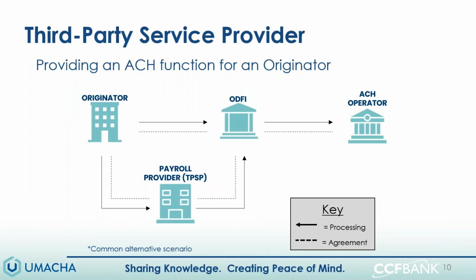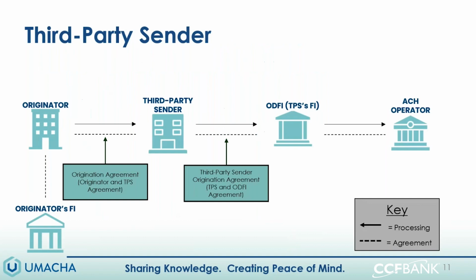The next one we want to talk about is a third-party sender. This one trips up a lot of people because it does get a little bit complex and it can be a little bit confusing. Let's walk through it starting over on the right-hand side. So ACH operator, that is where CCF Bank or the ODFI is going to send those entries to go on to the respective receiving institutions.